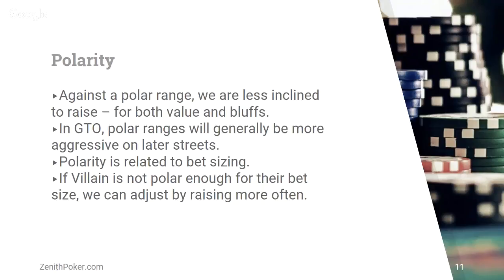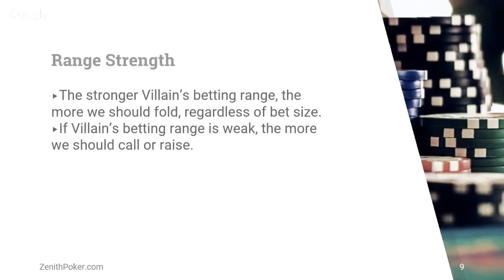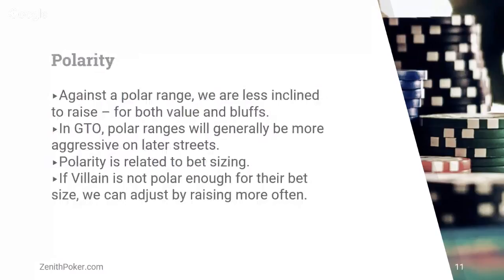All right, so the three things that we've discussed, right? Range strength, aggression, and polarity. Let's have a look at some examples.